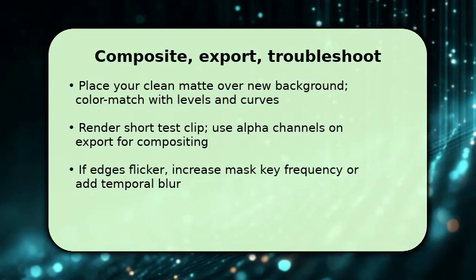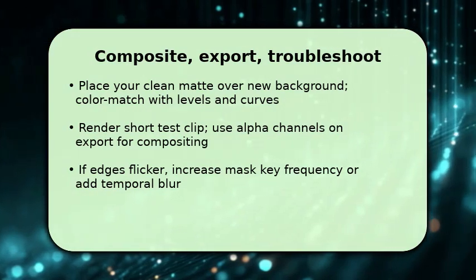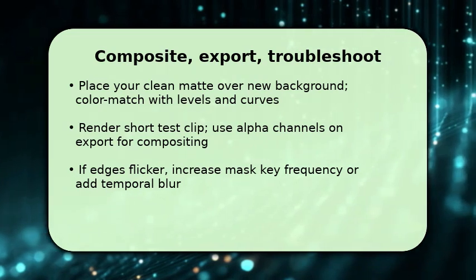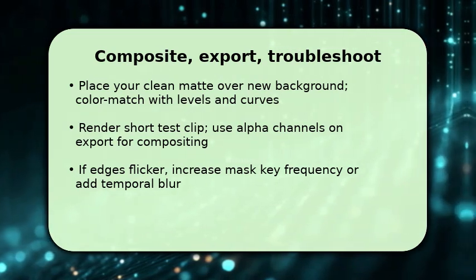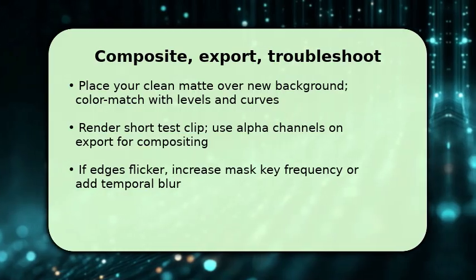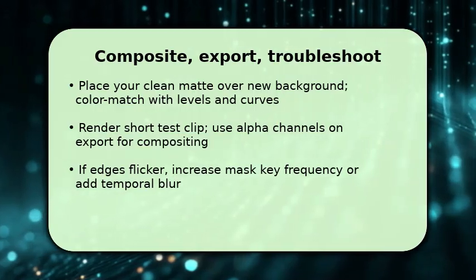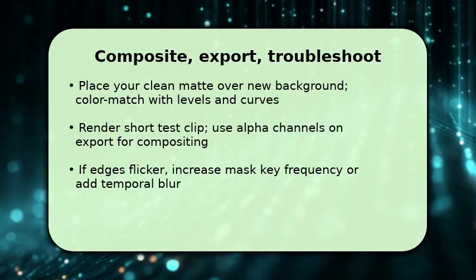Finish by placing the masked foreground over the replacement background and color match using levels and curves so lighting feels consistent. Once composited, render a short test clip with an alpha channel if you need further tweaks in a compositor.